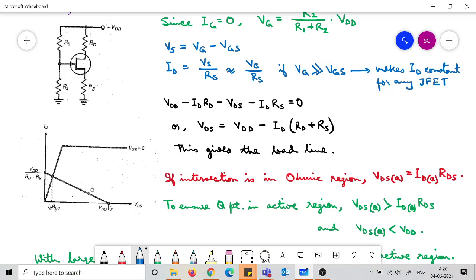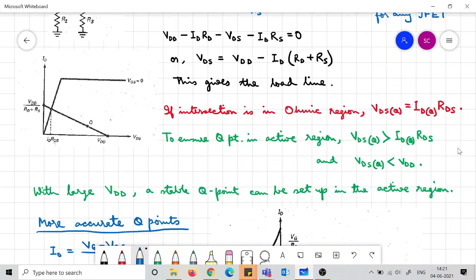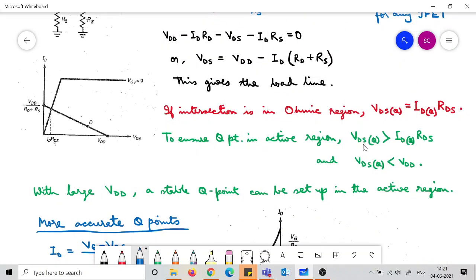And another thing to note is that the VDS cannot exceed VDD. So VDS must also be less than VDD. So whatever is the Q point value of VDS that we find out from this equation, that should lie between VDD and IDQ RDS. Then only we can ensure that it is in the active region.